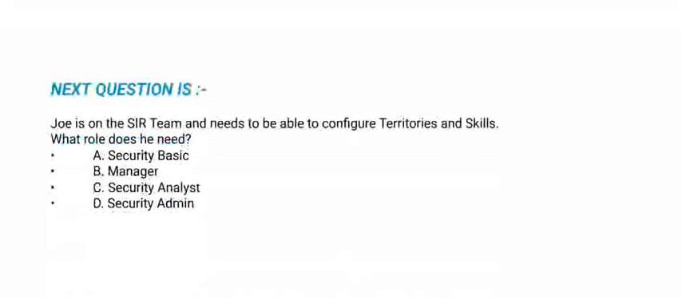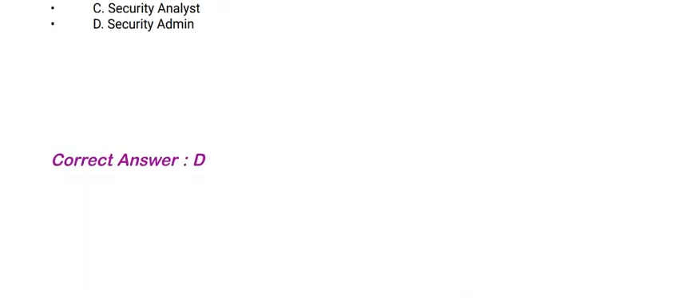Next question is, Joy is on the SIR team and needs to be able to configure territories and skills. What role does he need? Options are option A, security basic, option B, manager, option C, security analyst, and option D, security admin. The correct option is option D.